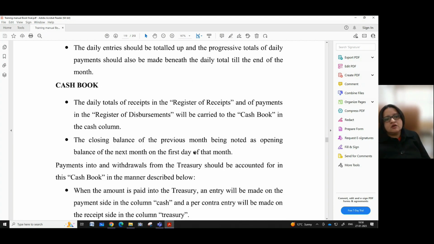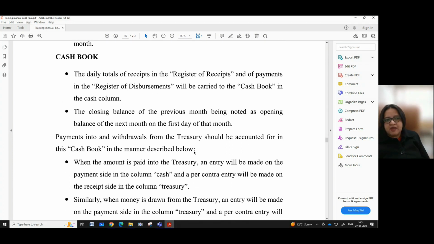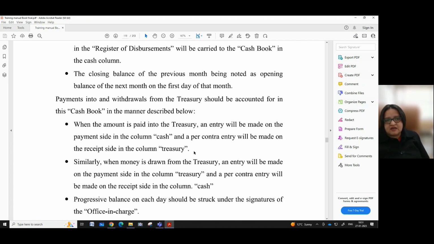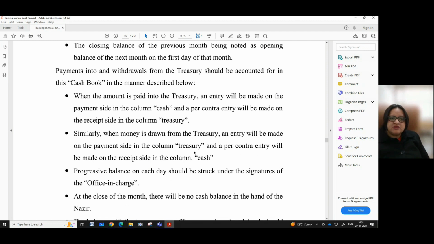Cash book. The daily totals of receipts in the register of receipts and of payment in the register of disbursements will be carried to the cash book in the cash column. The closing balance of the previous month being noted as opening balance of the next month on the first day of that month.